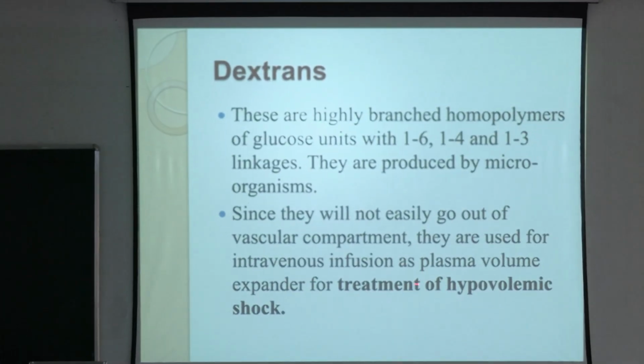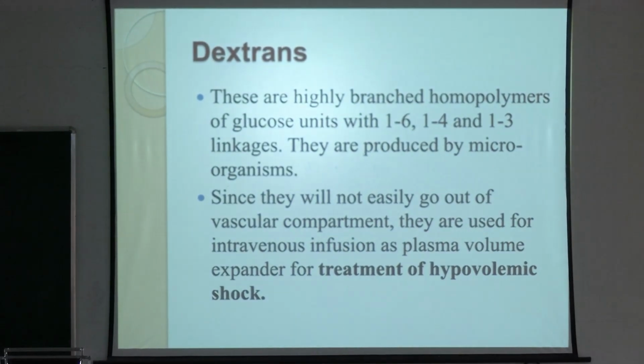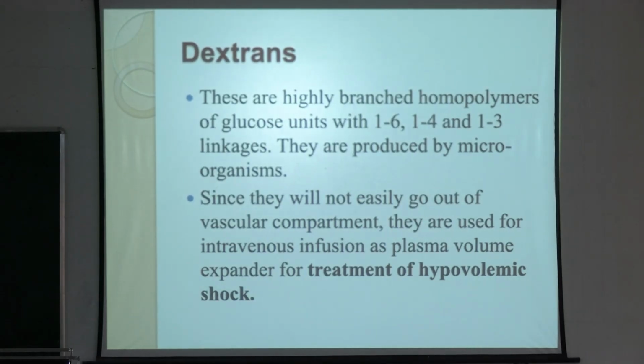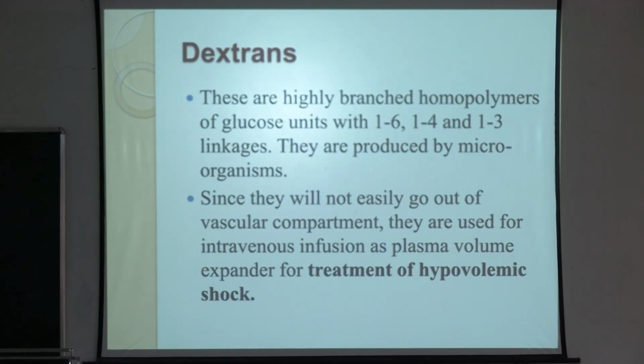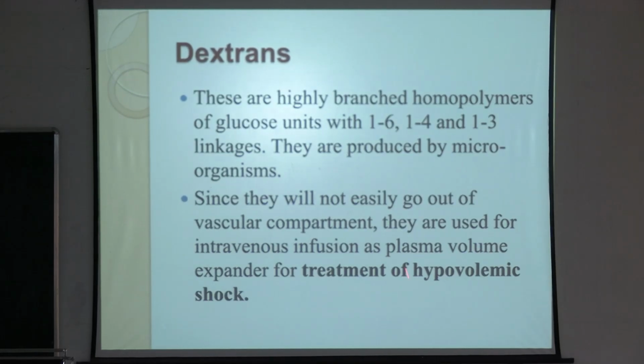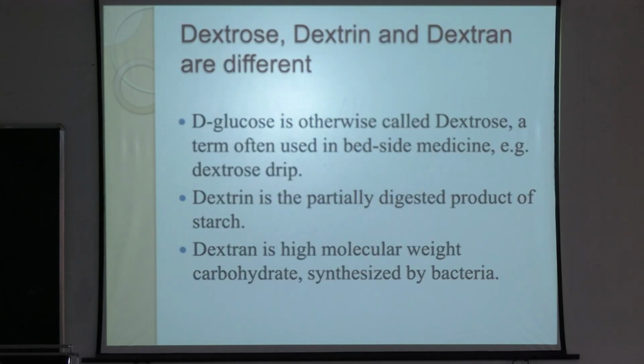So these are used in treatment of hypovolemic shock. Hypo means less. Hypovolemic means less volume of blood. So to keep the volume stable, we use the dextrans as intravenous infusion. Clear? Next. Okay, so what is the difference between dextrose, dextrin and dextran?